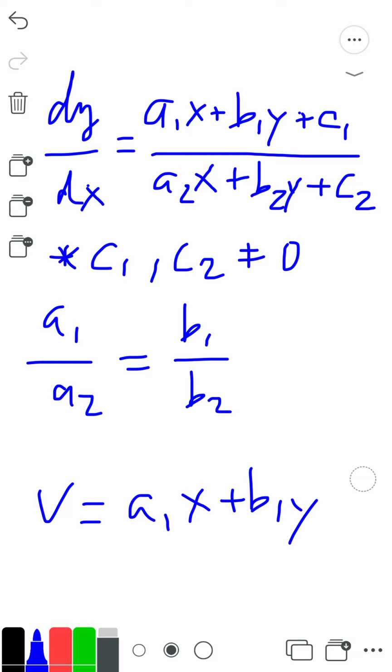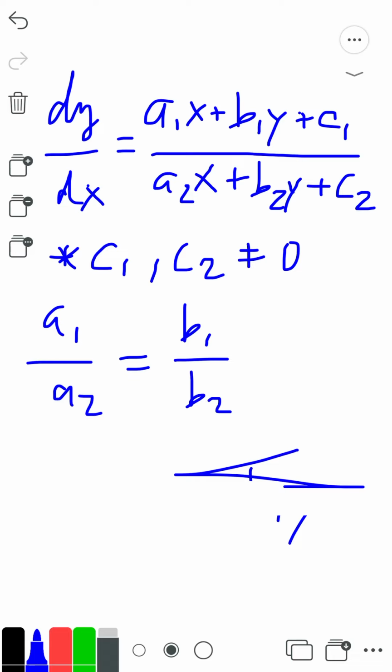Yeah, right, that's right. It will turn into a separable differential equation after you substitute v is equal to a1x plus b1y in this case. And then the second case, for when c1 and c2 are non-zero, is when a1 over a2 is not equal to b1 over b2.